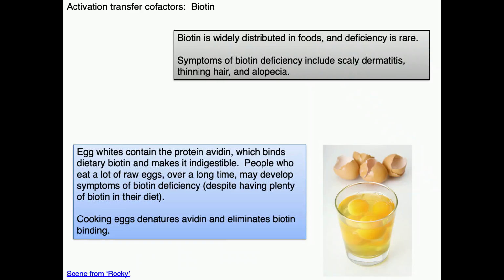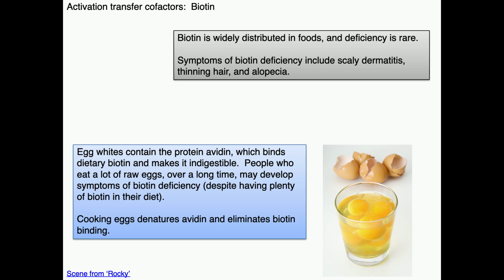Okay, so like pantothenic acid, biotin is widely distributed in food, and a biotin deficiency is rare. You can describe it experimentally, and alopecia and dermatitis are some symptoms if you have laboratory animals that you can eliminate the biotin from. Where you would see this in people is in people who eat a lot of raw eggs, which was, well, does anybody remember that from the movie Rocky?